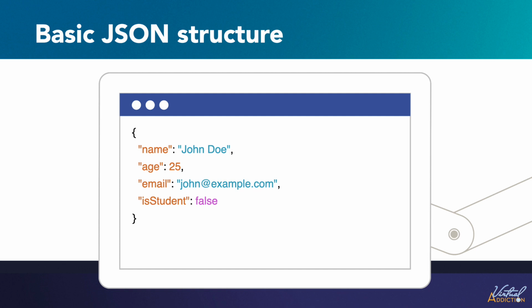As I mentioned, JSON stores data in key value pairs. This is very similar to JavaScript objects. The keys are on the left, and they're always inside quotes. In this example here, our keys are name, age, email, and is student. The values on the right can be either a text string, such as John Doe, a number, such as 25, or a Boolean, such as true or false. We can also use lists, which are basically arrays, or objects, which are nested data.